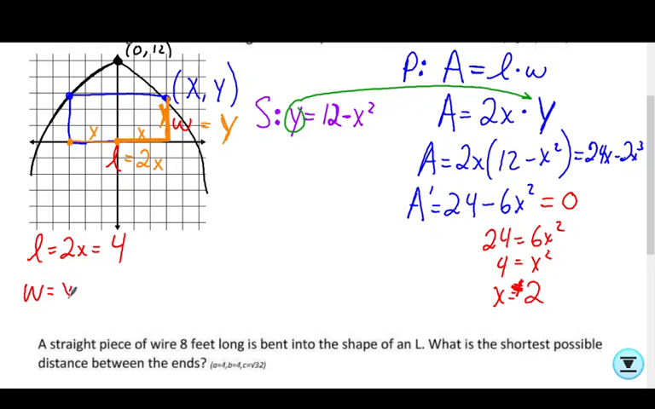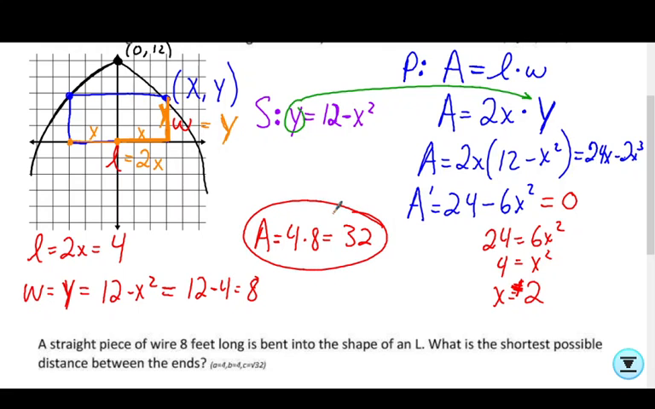My width is y, which is 12 minus x squared, and we use that to find our width. So it's basically 12 minus 4, which is 8. So my length is 4, my width is 8, and the largest area then, since my area is length times width, is 4 times 8, which is 32. So those are my answers.